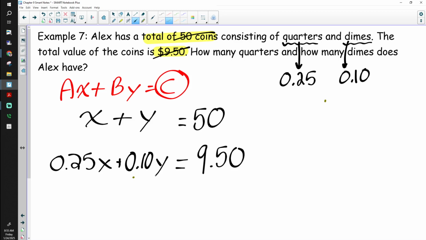It could be 50 quarters and 0 dimes. It could be 25 quarters and 25 dimes. It could be 10 quarters and 40 dimes. I don't know. That's what we're trying to figure out. How many quarters do we have? How many dimes do we have? All we know is we have 50 coins, and if we were to count up all 50 coins, it would be $9.50 worth of coins.